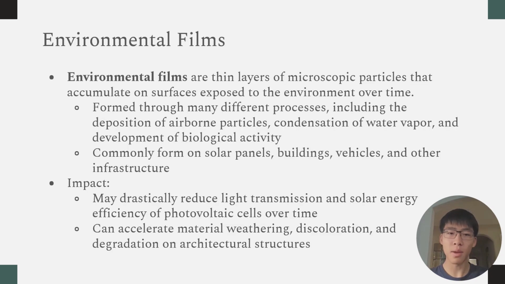So, what are environmental films? Environmental films are thin layers of microscopic particles that deposit on surfaces outdoors over time. They can be formed through a plethora of processes and can be commonly found on solar panels, buildings, etc. Although they may seem innocuous as they are microscopic particles, these environmental films may reduce solar energy efficiency of photovoltaic cells and also accelerate a degradation of architecture.